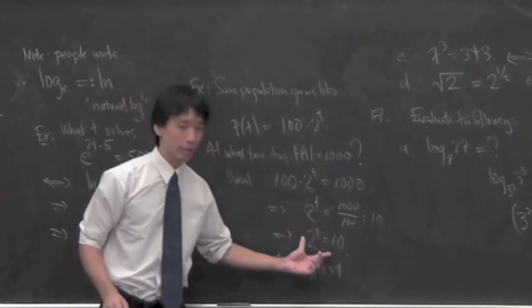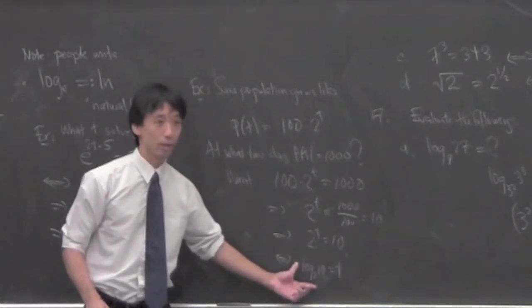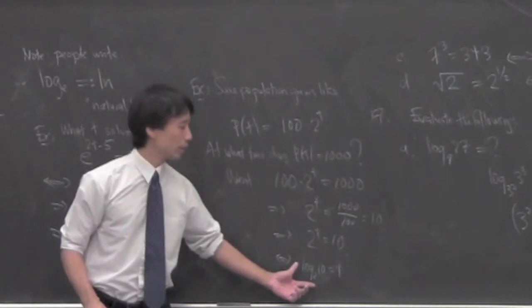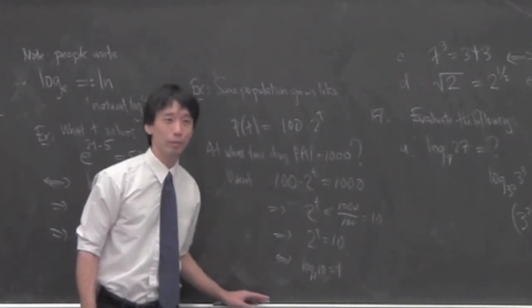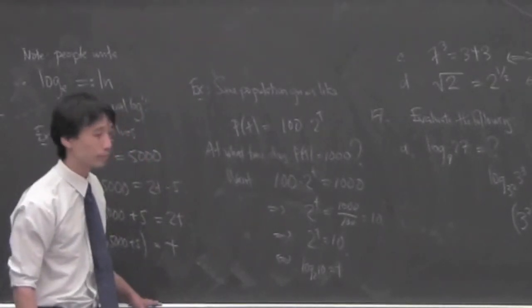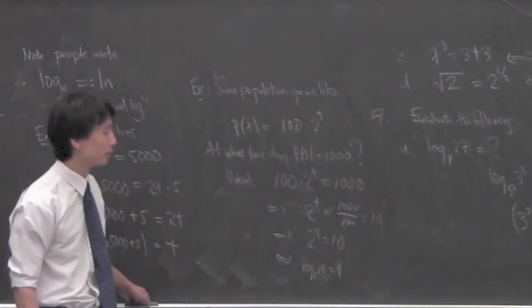So we get it down into this exponential form, right? And then we translate to the logarithmic statement. And so t turns out to be log base 2 of 10, whatever that number is. And again, we just leave it in log base 2 of 10 as the answer. Yes, that's fine.